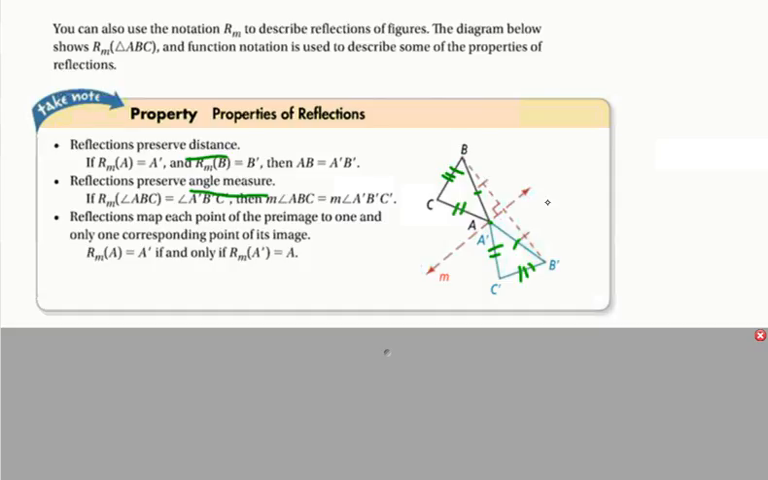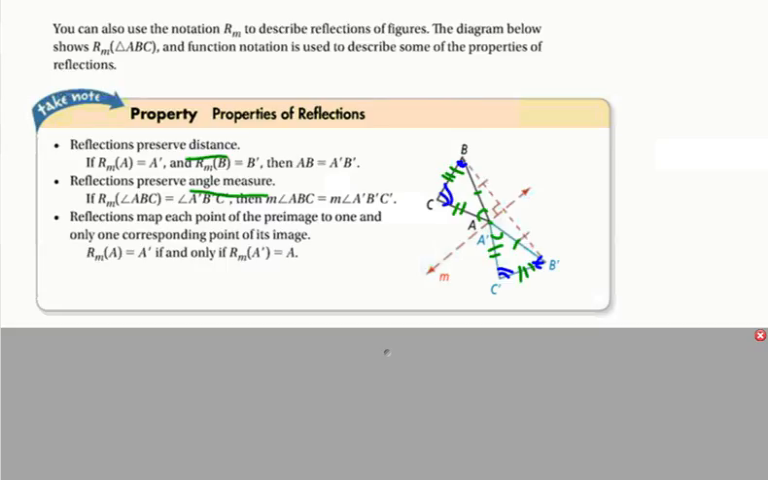So if all the angles have to be the same, if we have angle A and angle A prime, those are going to be the same. I'll use a different color. C and C prime are going to have to be the same. B and B prime are going to have to be the same. All right, so it preserves angle measure.